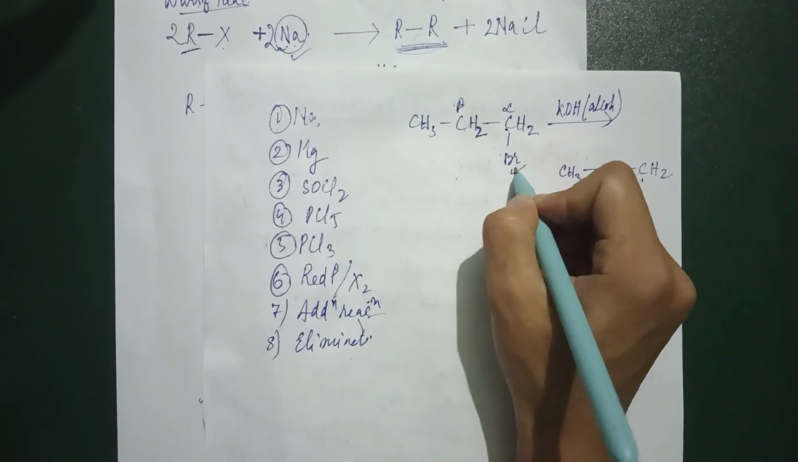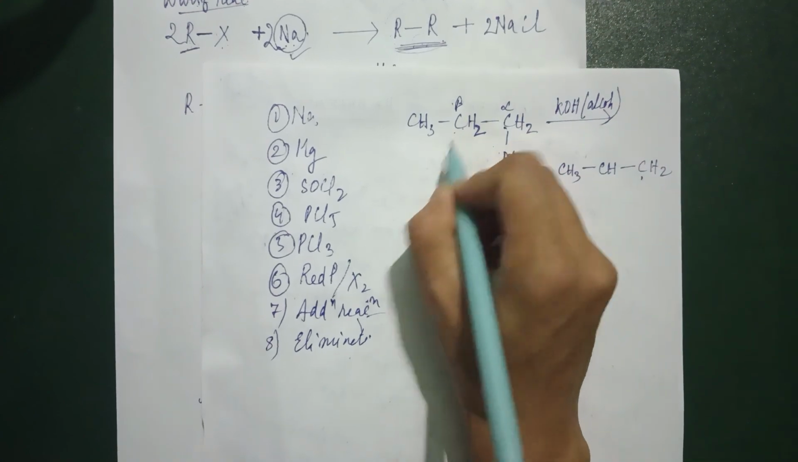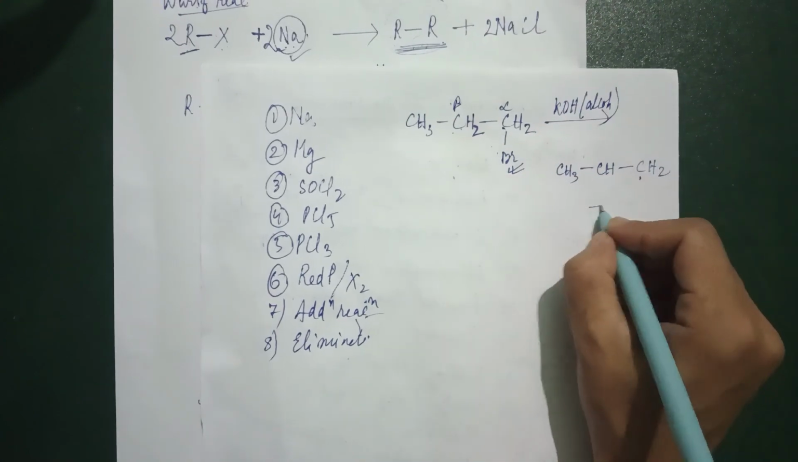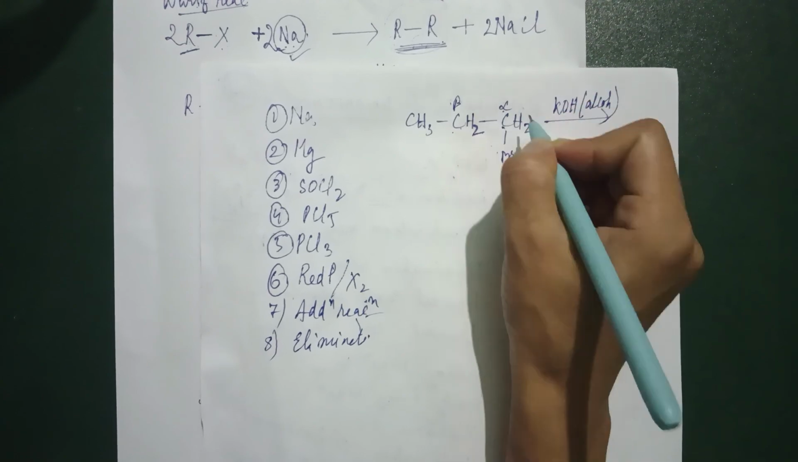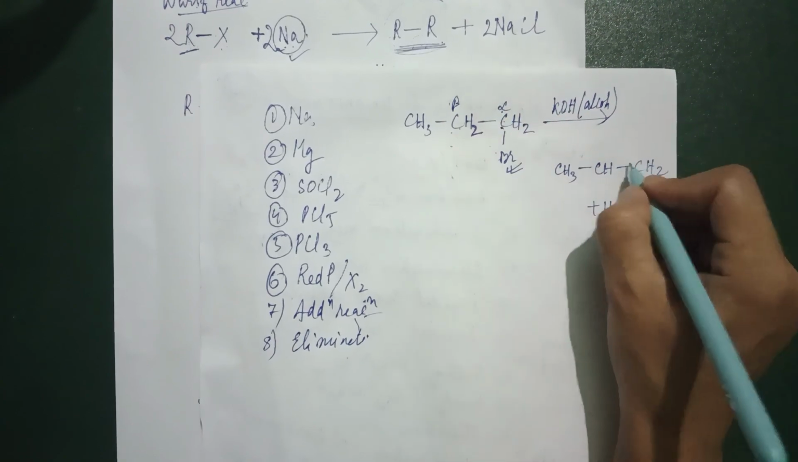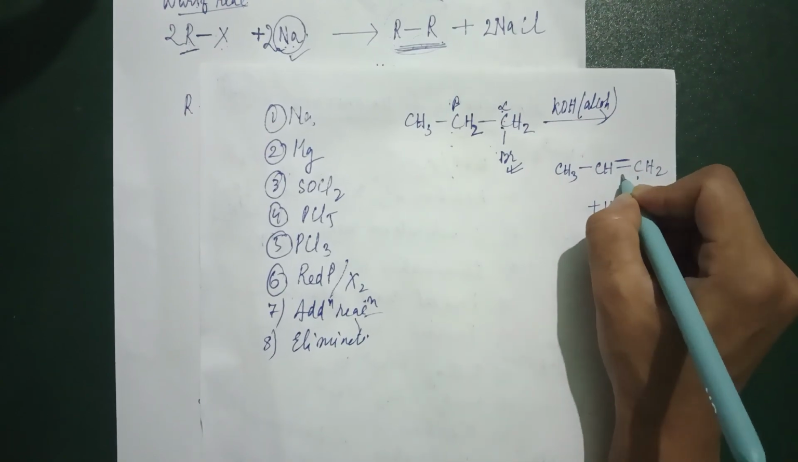From here, Br has gone out, and from beta, hydrogen will go out, so HBr has gone out. So where has this gone out from? From alpha Br and from beta. In between that there will be a multiple bond.